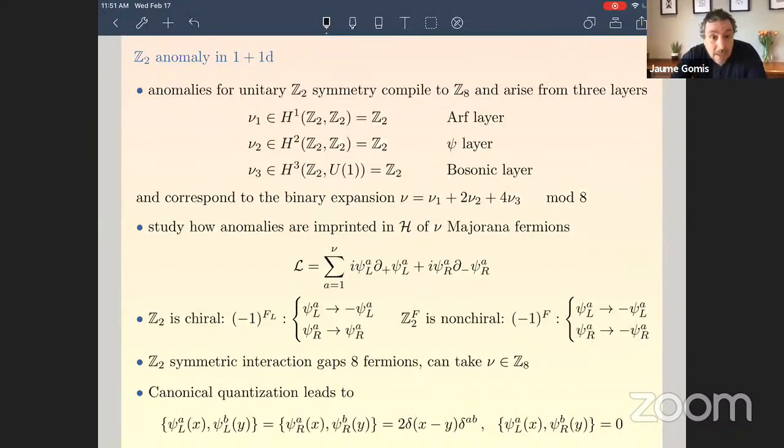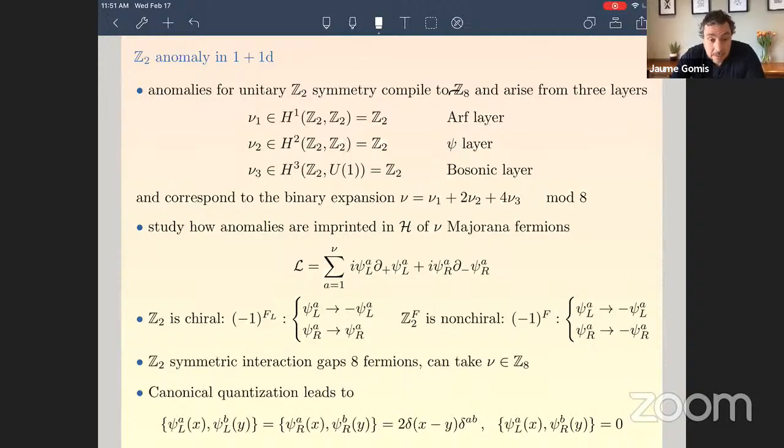But let me tell you another case that has the flavor of this, which is in higher dimensions. So let's consider now a 1+1 dimensional theory with a unitary Z2 symmetry. This theory has a Z8 anomaly also, that comes from these various layers again. And the anomaly has this kind of binary expansion.